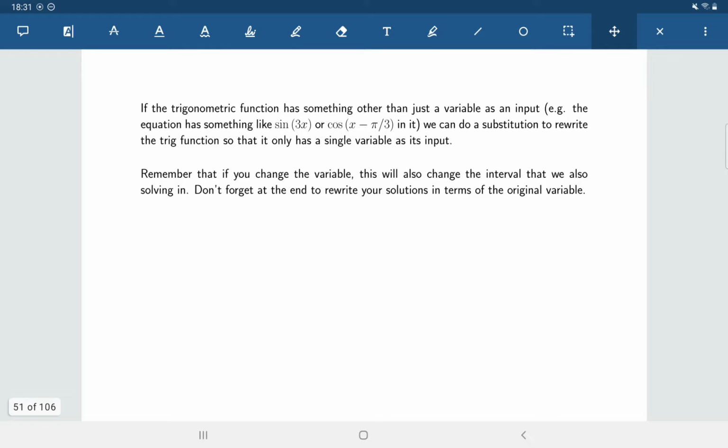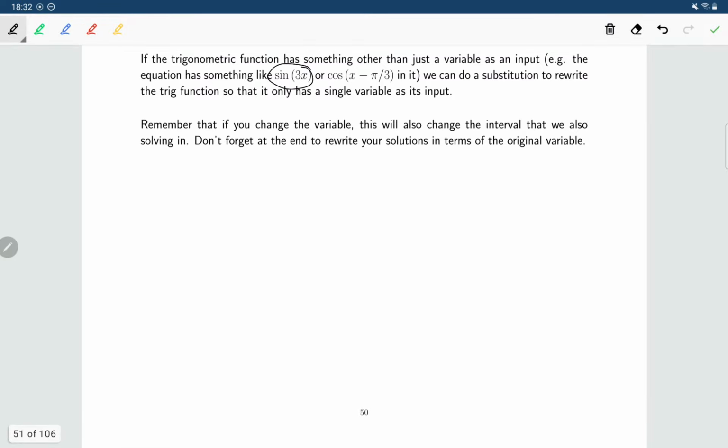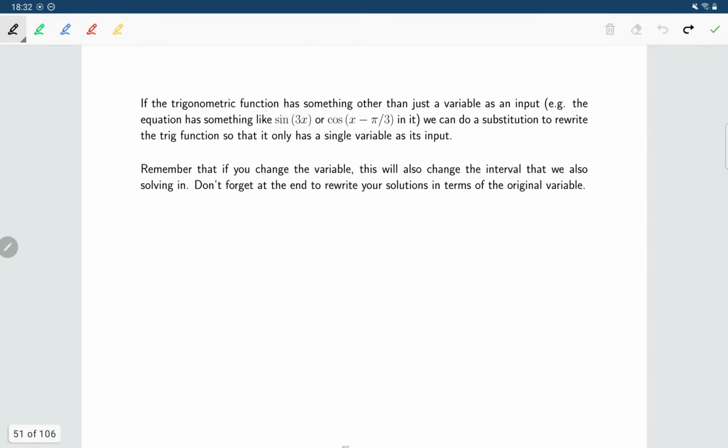Just like how we did when we were solving inverse trig equations, we might have to do a substitution. So if you had something like a sine of 3x, then maybe you might want to substitute, letting u be equal to 3x. Very much the same way that we solved those inverse trig equations. But the other thing that we'll need to remember is that we're going to need to go back and find our solutions in terms of the original variable. So if we did a little substitution, letting u be 3x, and we solved for u, then we're going to need to go back and solve for what is x.